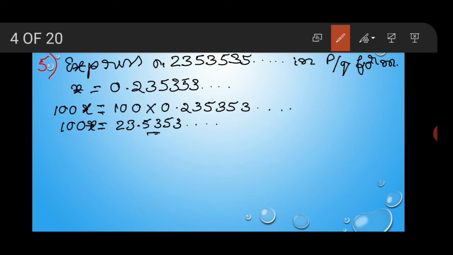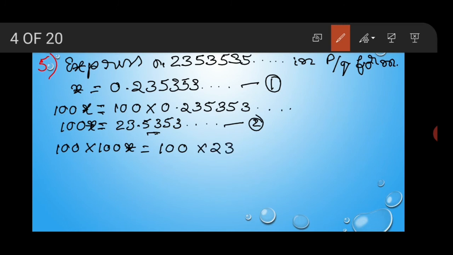Now I want to bring this 5 3 to the left hand side. So what do I have to do? I have to multiply this equation again, call this equation as 2. See, this is equation number 1. Now multiply this again with the 2 digit number, it is 100, right? 100 into 100x is equal to 100 into 23.5353.